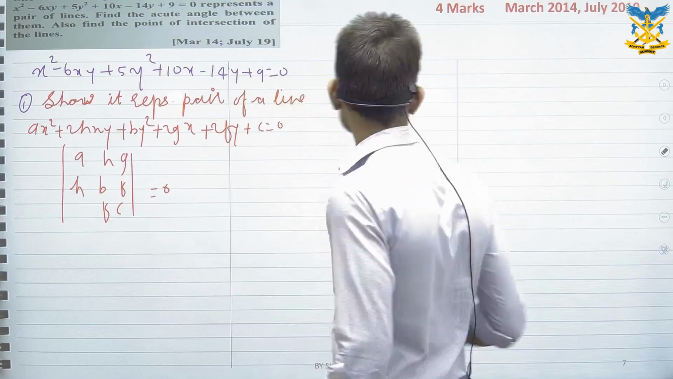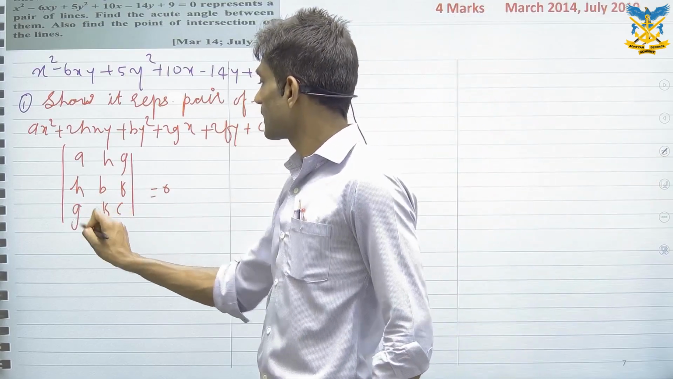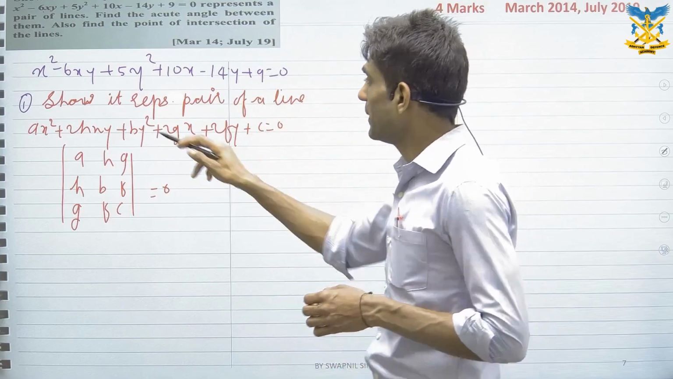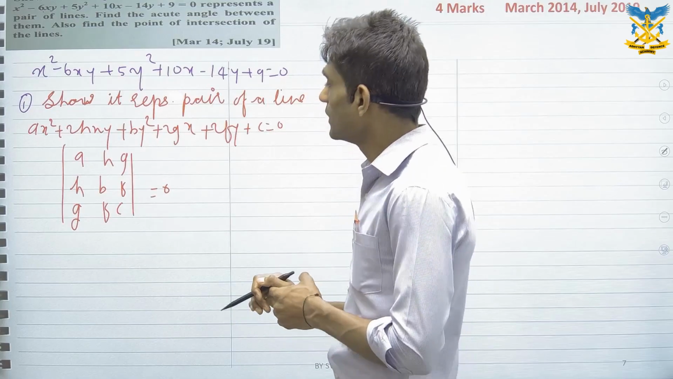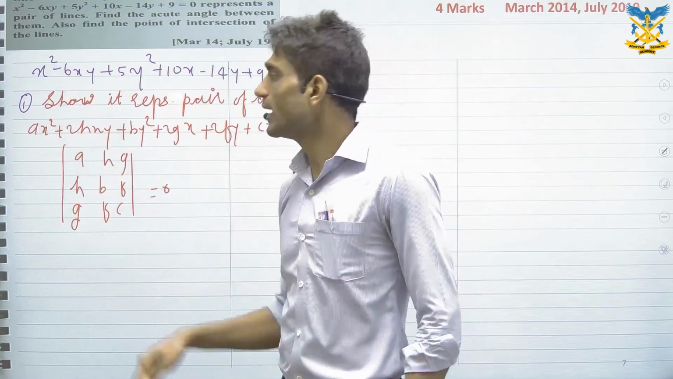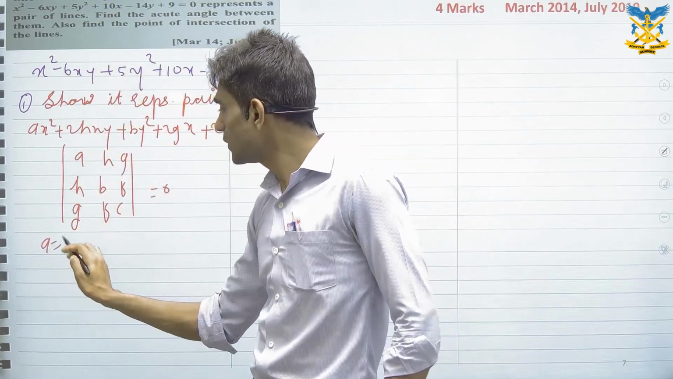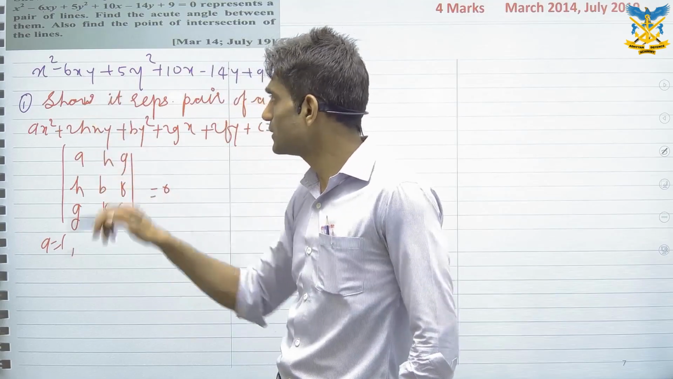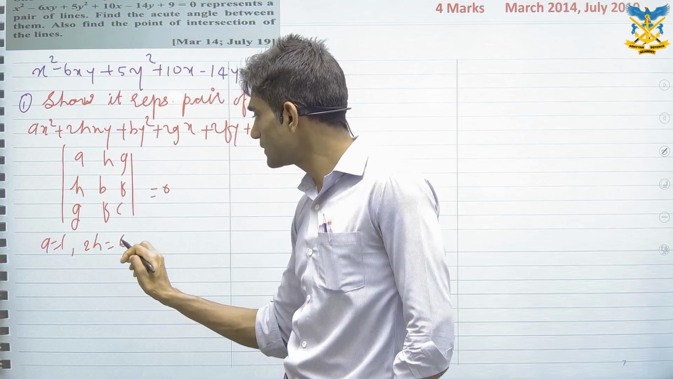This one is g here. Now compare both of the equations and find the values of a, h, b, g, f, and c. The value for a, since x square is equal to x square, is 1. Twice of hxy is equal to minus 6xy, that means twice of h is equal to minus 6.